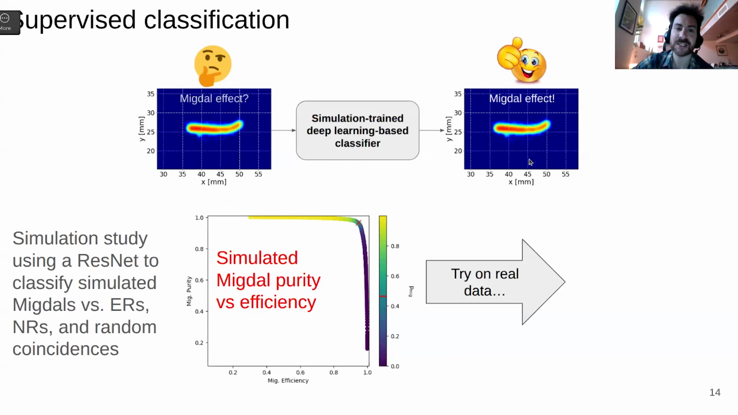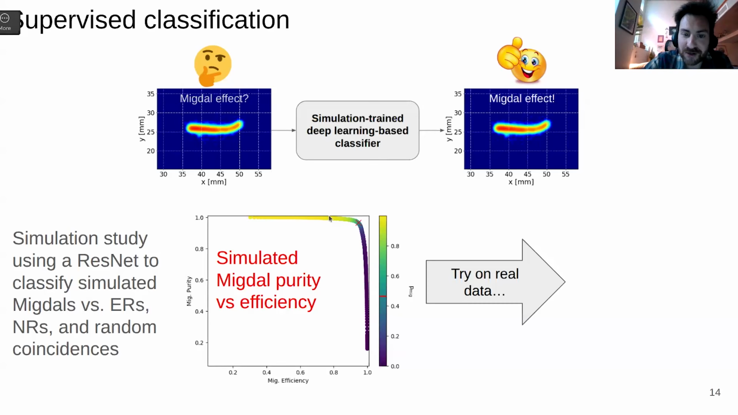What we ended up doing was we trained a ResNet, which was the state of the art, I would say, in image classification in the mid 2010s, but it still performs well in general. So we trained a ResNet on simulation to distinguish between our Migdal effect signal and several classes of background events. And this is the purity versus efficiency curve that we got for that when we evaluated it on test set simulation. So it looked really promising.